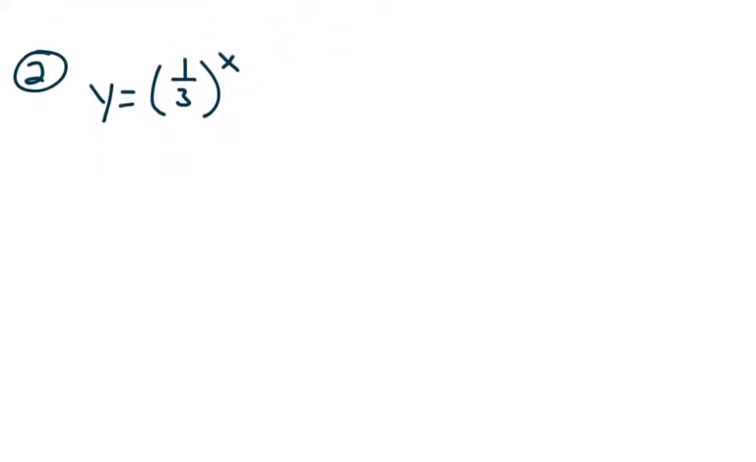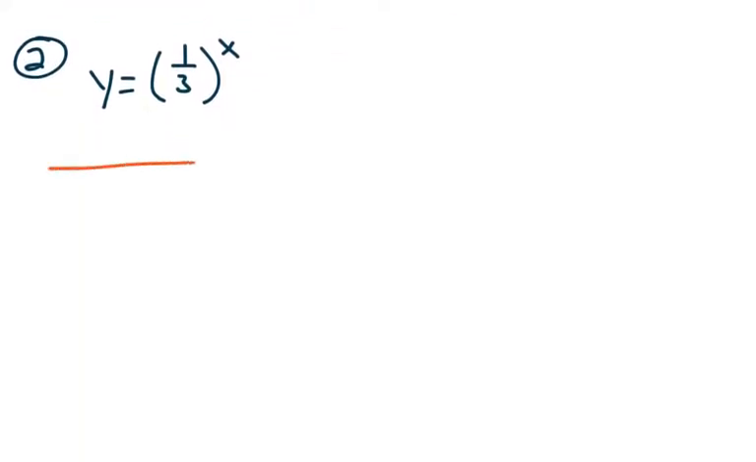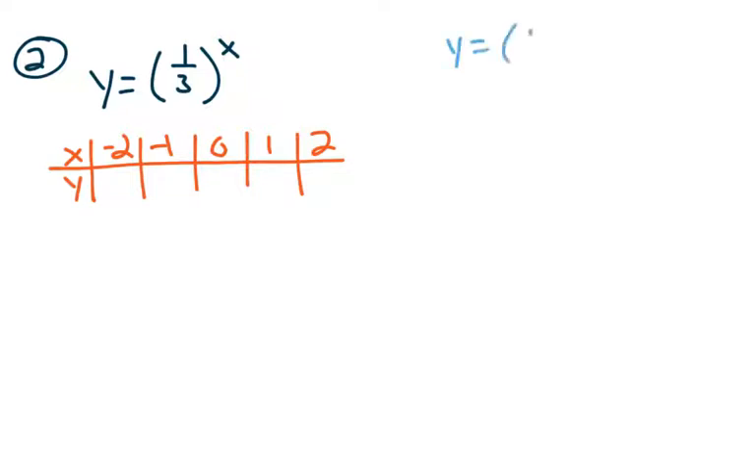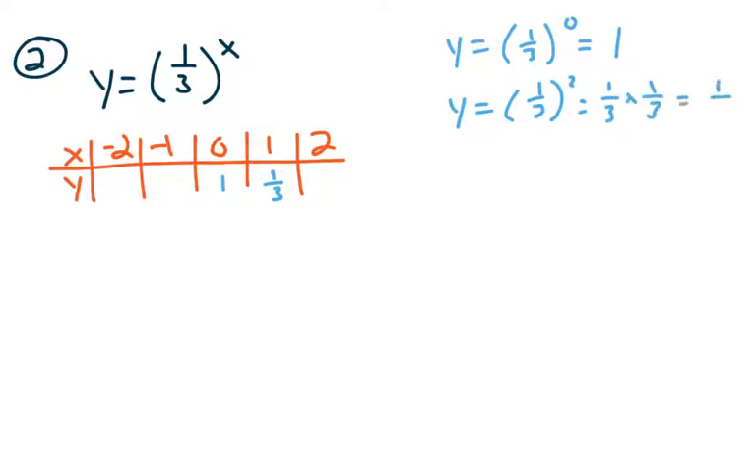Y equals 1/3 to the x power. Again, we're going to make an XY table. We're going to make 5 spaces: -2, -1, 0, 1, and 2. 1/3 to the 0 power, just like we had earlier. Anything to the 0 power is 1. 1/3 to the first power is going to be itself, 1/3. 1/3 squared, that's 1/3 times 1/3, which gives us 1/9.